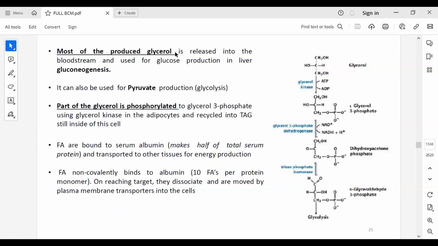So most of these produce glycerol. Remember, the free fatty acid is what we need, but the glycerol will be used for glucose production in the liver for gluconeogenesis. It can also be used for pyruvate production by glycolysis.